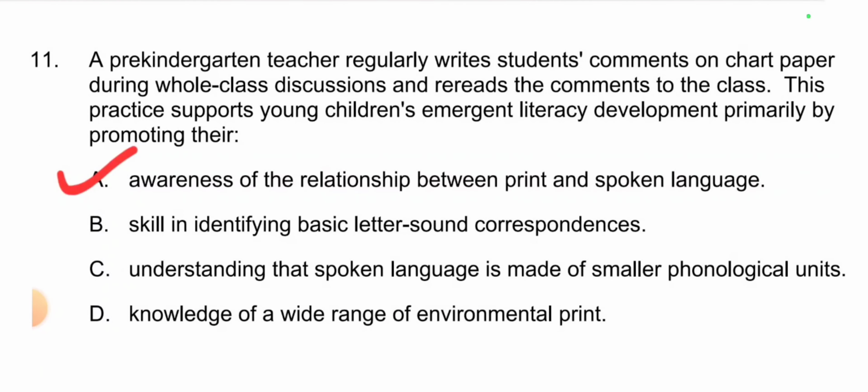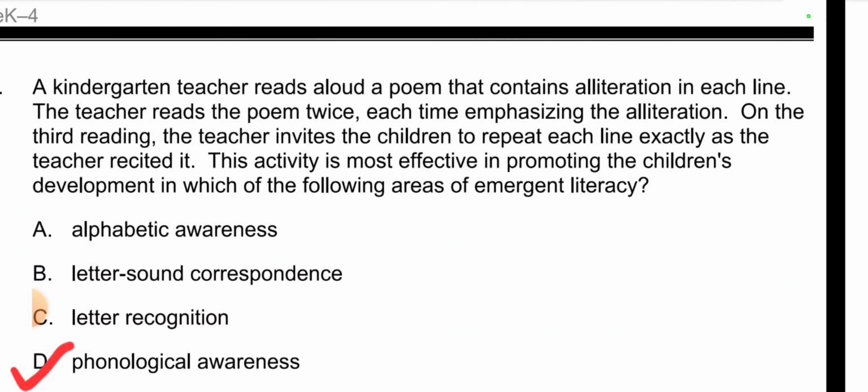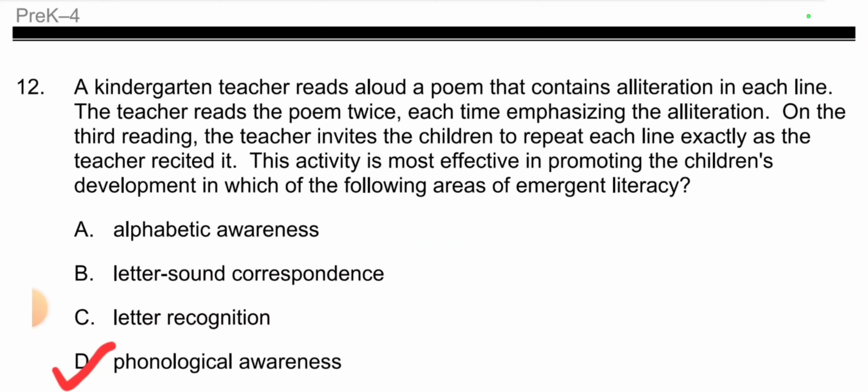Question number 11. A pre-kindergarten teacher regularly writes students' comments on chart paper during whole class discussions and reads the comments to the class. This practice supports young children's emergent literacy development, primarily by promoting their answer is awareness of the relationship between print and spoken language. Question number 12. A kindergarten teacher reads aloud a poem that contains alliteration in each line. The teacher reads the poem twice, each time emphasizing the alliteration on the third reading. The teacher invites the children to repeat each line exactly as the teacher recited it. This activity is most effective in promoting the children's development in which of the following areas of emergent literacy? Answer is phonological awareness.